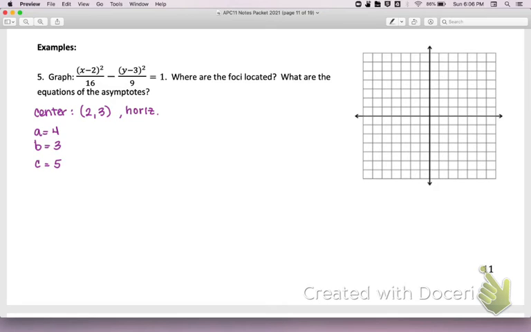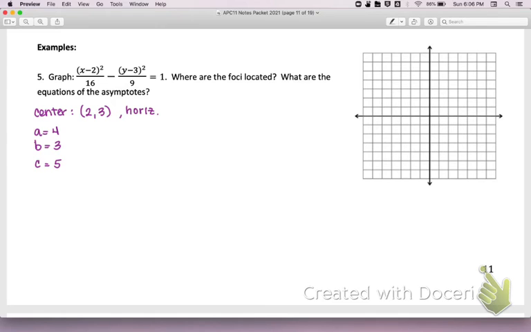So go ahead and see if you can graph this using the new center. You're going to draw a box just like you did before, but instead of going from 0, 0, you're going to be counting from the new center.